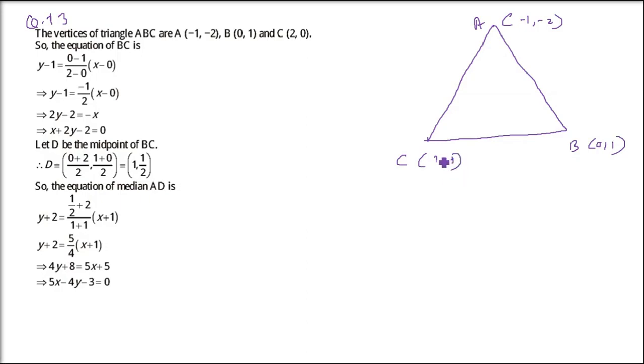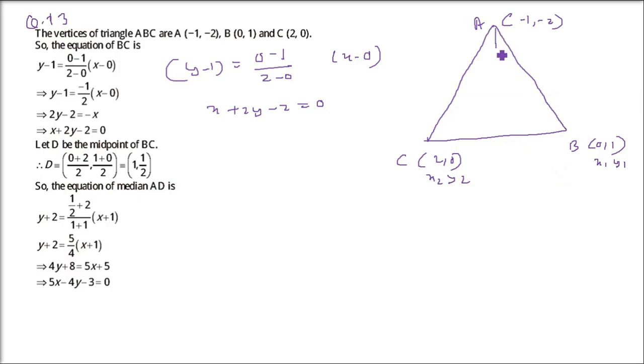First thing is equation of side BC. So equation of side BC is pretty easy. x1, y1, x2, y2 you know. So just take this as x1, y1 and take this as x2, y2. So y minus y1, y minus 1 equals (y2 minus y1)/(x2 minus x1) times (x minus x1). So x minus 0, y2 minus y1 is 0 minus 1, by x2 minus x1, so 2 minus 0. When we solve this, I hope you will be able to do it. The equation will be x plus 2y minus 2 equals 0. This is your equation.